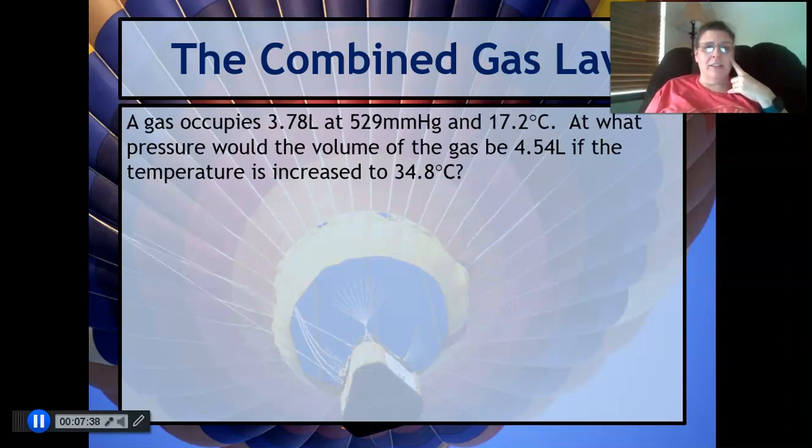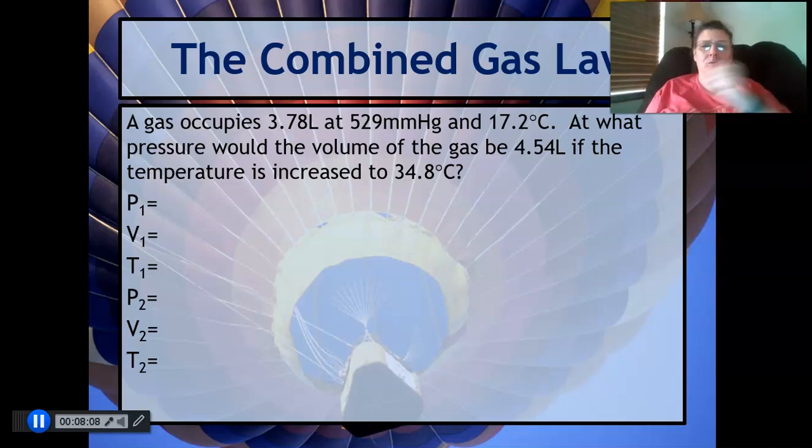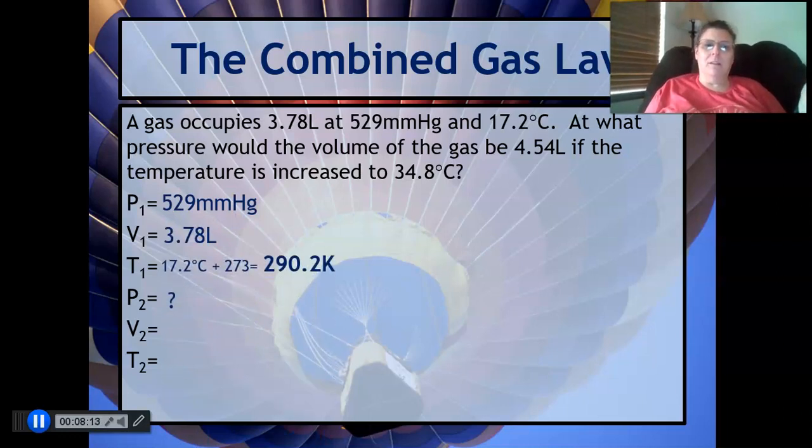If you're looking at this problem here, a gas occupies 3.78 liters at 529 millimeters of mercury and 17.2 degrees Celsius. What would the pressure be if it went to this many liters at this much temperature? Again, write down your variables: P1, V1, T1, P2, V2, T2. I would even include an N1 and an N2 in here. Cross it out if you don't have it. We don't have N1 and N2, so cross it out. What are we looking for? Well, we're looking for the pressure.